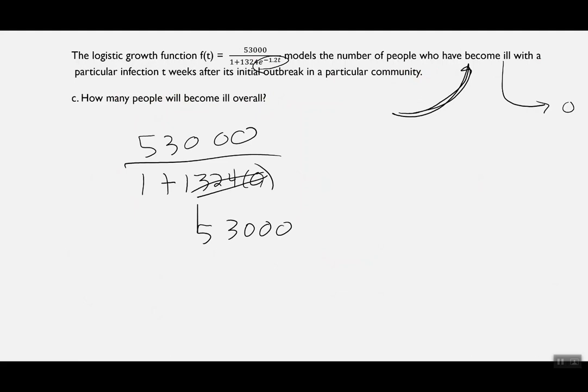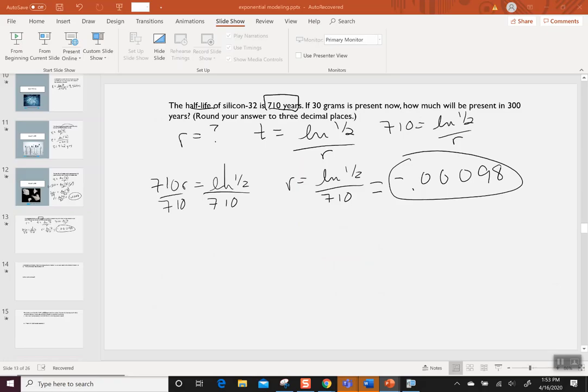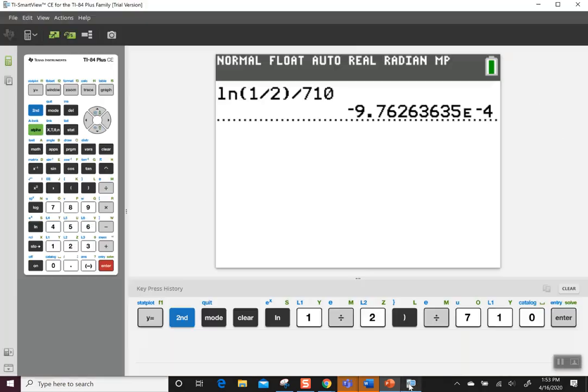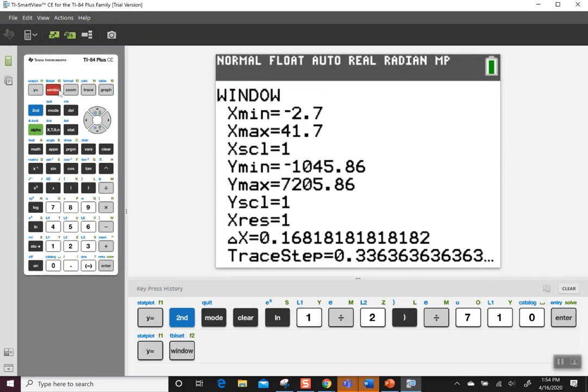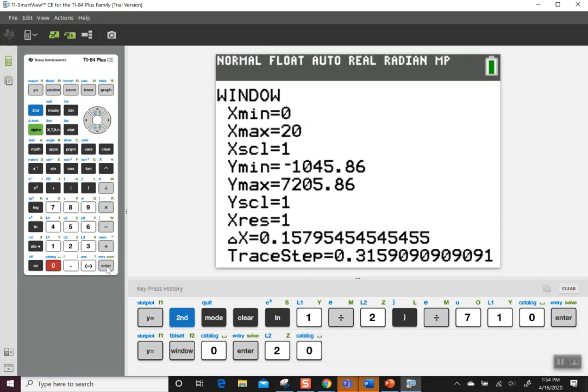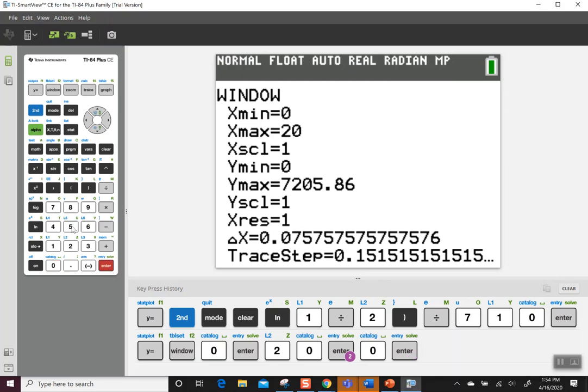I'm going to quickly just go back over to the calculator. I just like to show you, I did put this in the calculator, so this is that function that I just had, 53,000 over 1 plus 1324 e to the negative 1.2. I had to call it x because it doesn't have t. And I gave it a window. Oh, I guess my window got messed up because I must have done something else. So let's give it a smaller window. So let's say I just look at this from 0 to 20. And I'm going to do like 0 to, I don't know, 55,000.